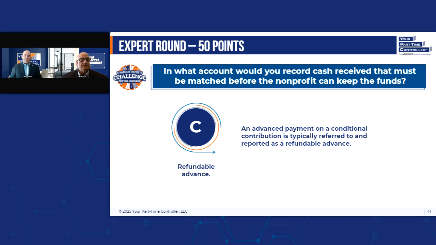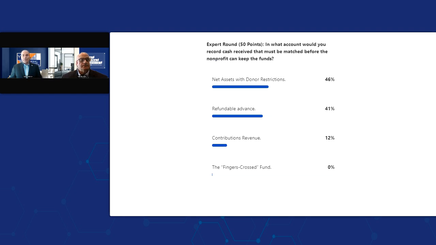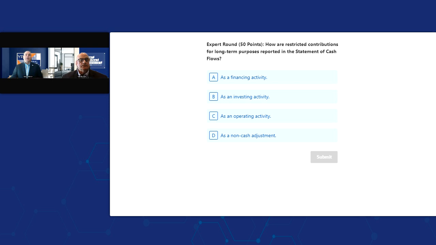All right, it's our last question of our expert round and of our quiz today. How are restricted contributions for long-term purposes recorded or reported in the statement of cash flows? Is it A, the financing activities, B, the investing activities, C, the operating activities, or D, just a non-cash adjustment? So these are restricted contributions for long-term purposes. Going to buy me a building. Where do I report that in the statement of cash flows?